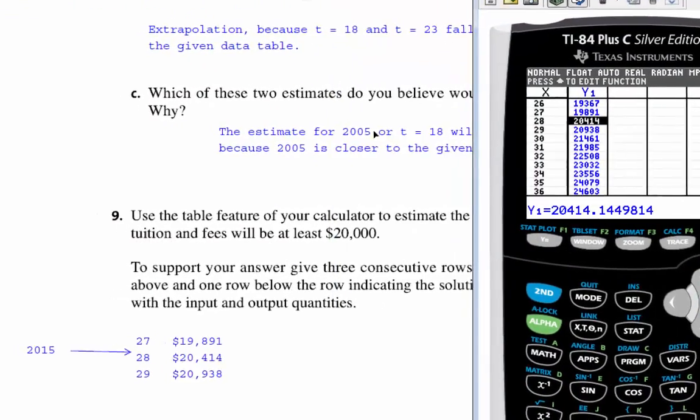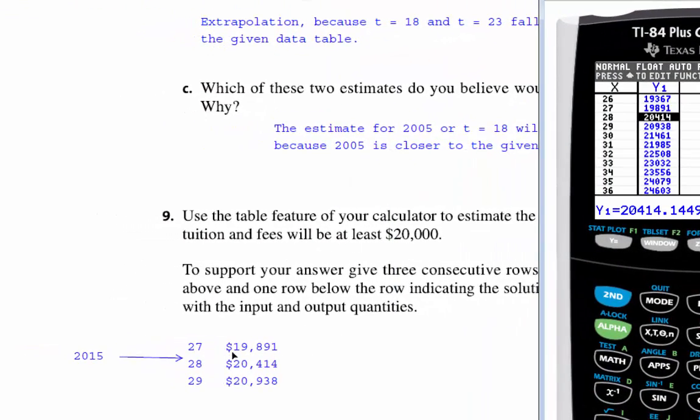Okay. So I'm going to support my answer. I'm going to write the one row below and above my answer. So in year 28, or really 2015, that's the first year where my tuition will at least hit $20,000. It's actually going to be $20,414 according to my model. Okay, remember, this is your input column, number of years since 1987. This is your output column, the value of the tuition.